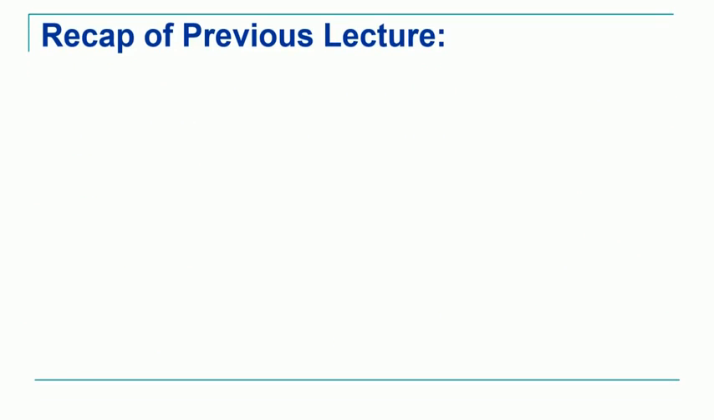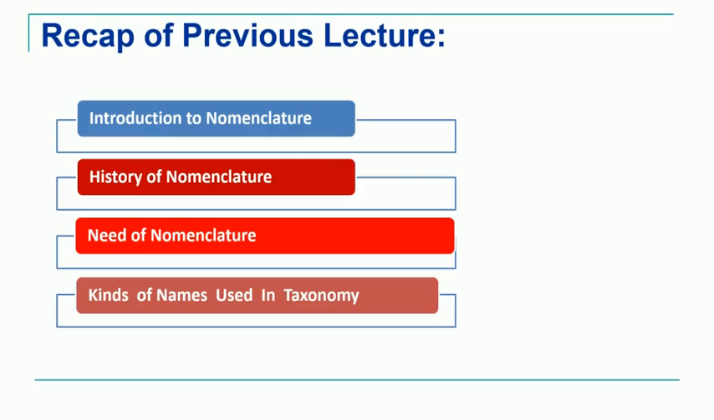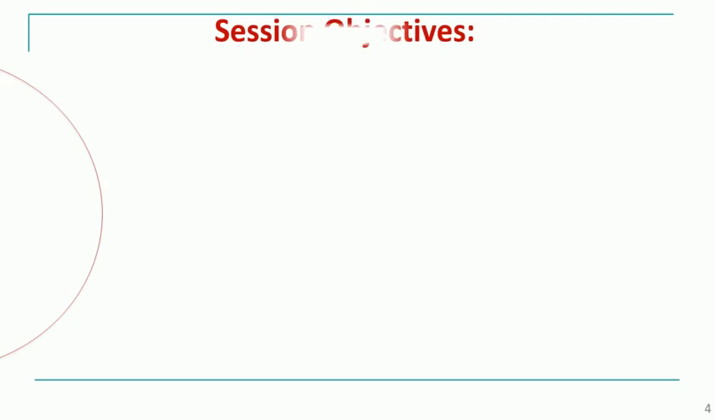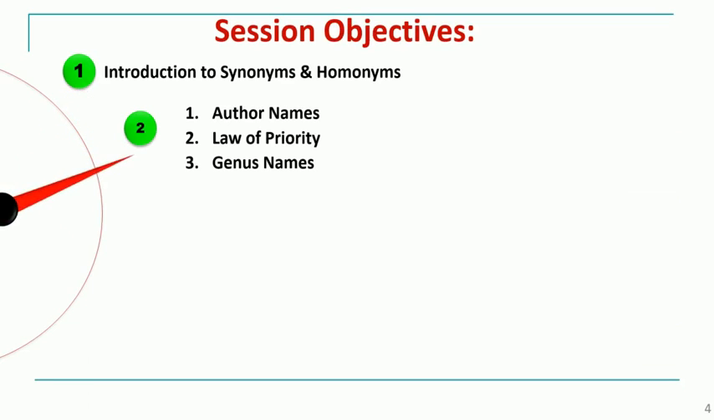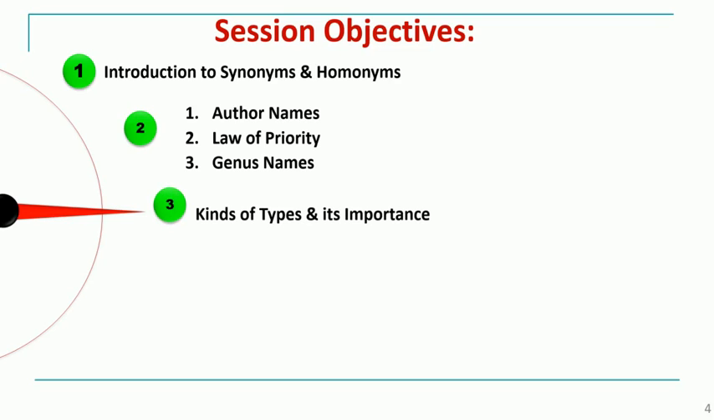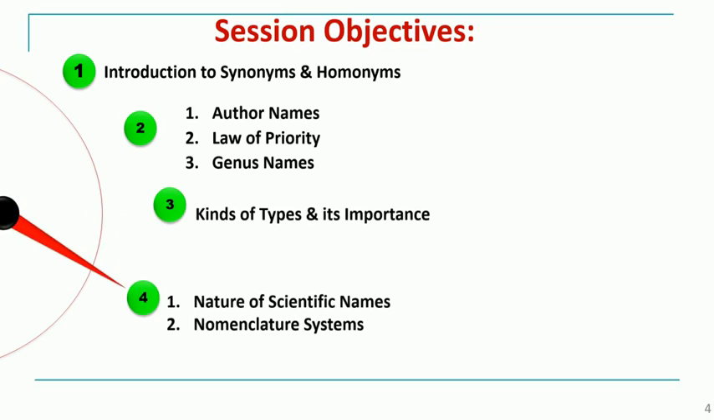So let's take a brief recap of previous lecture. In last lecture we had been introduced to what is meant by nomenclature, history of nomenclature, need of the nomenclature and different kinds of names which are used in the taxonomy. Today's study objectives will be introduction to terminologies like synonyms and homonyms, followed by what is meant by author name, law of priority and genus name, kinds of types and its importance in taxonomy, and finally we will conclude it with nature of scientific names and different nomenclature systems.